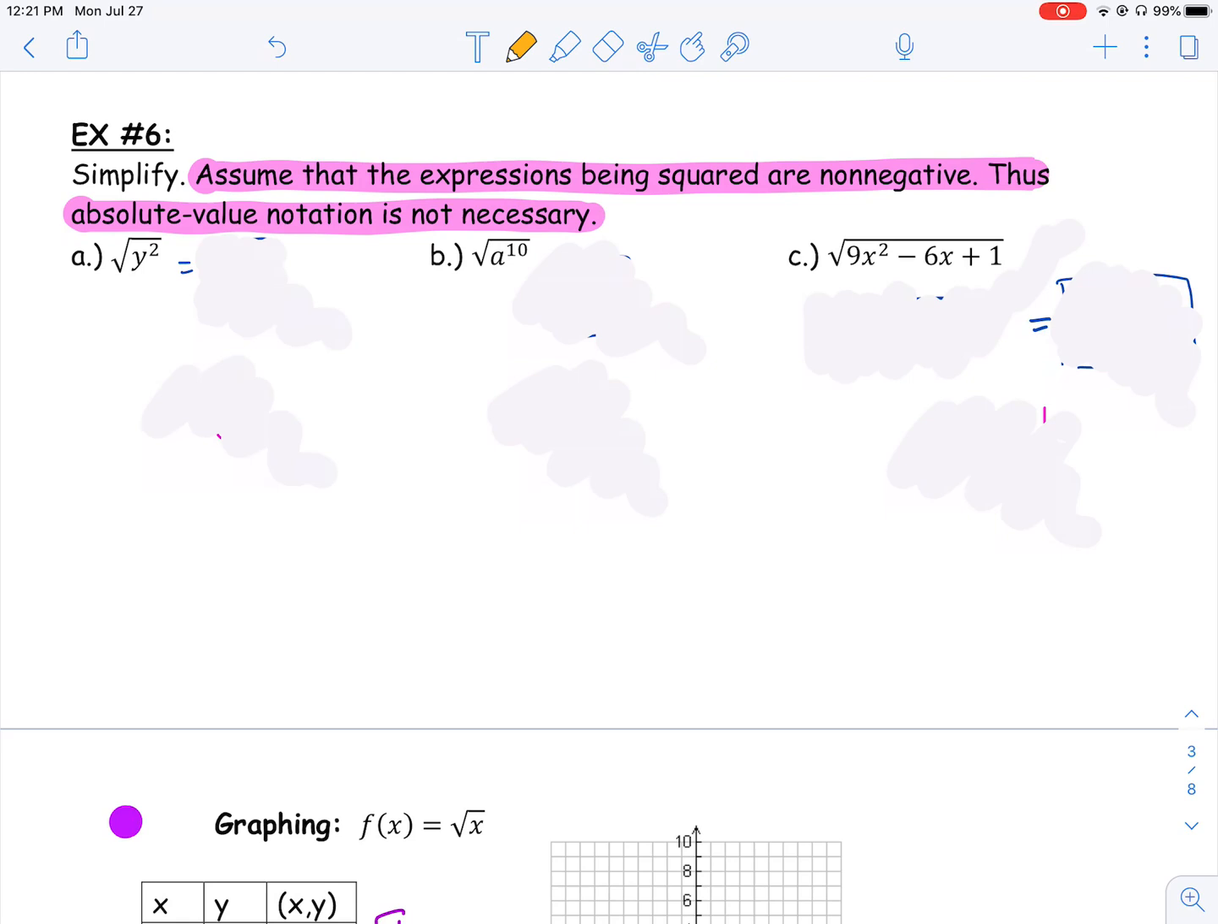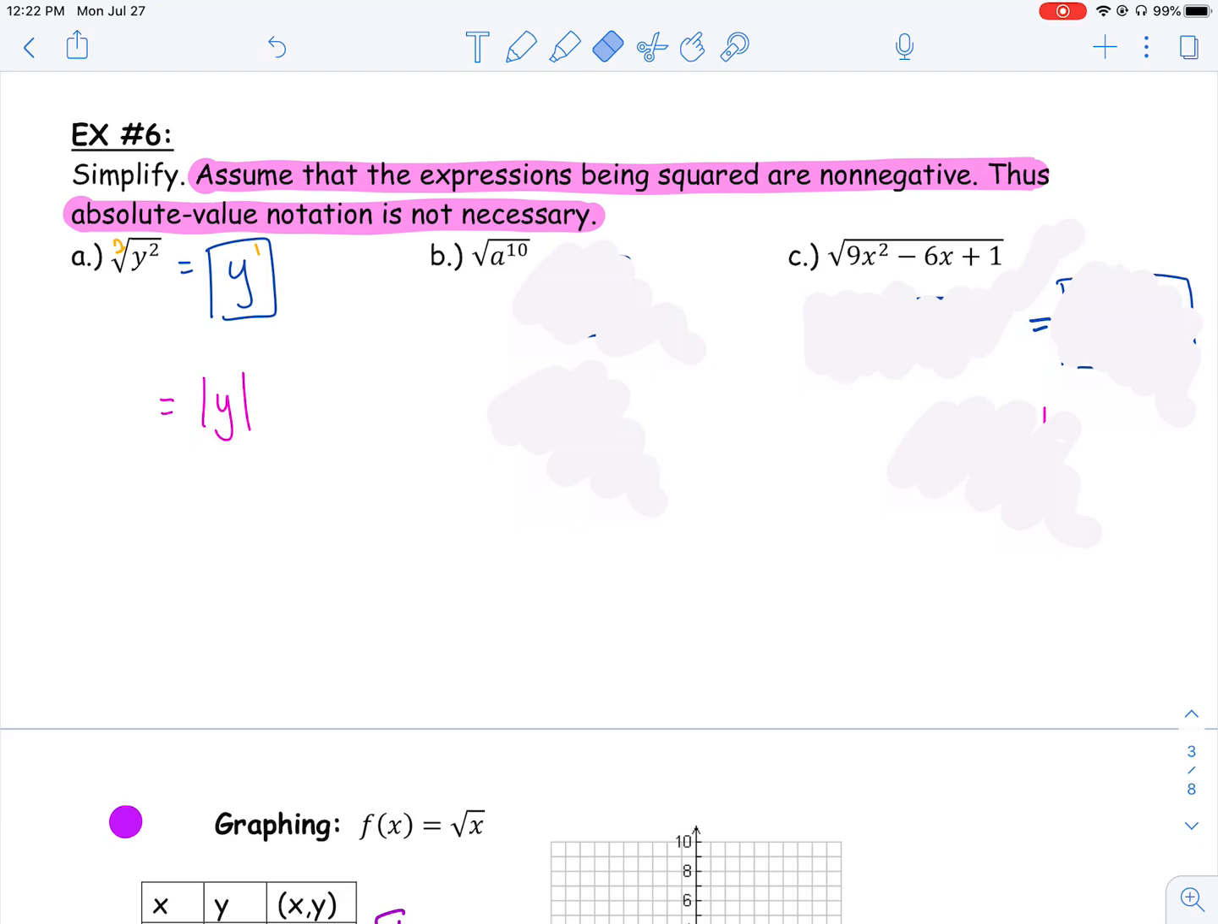Example number 6 also asks us to simplify. In this one, though, it says, assume that the expressions being squared are non-negative. So we don't have to worry about negatives, which means we don't have to worry about absolute values. So let's just try to simplify. If you look at A, we want to do the square root of y squared. So what times what gives me y squared? Well, did you say y? And on this one, we don't have to worry. But if we had to worry, if that wasn't in the directions, then remember, we have an even index, so we're worried, and our answer has an odd exponent, so I know that if we were worried, we would have needed those absolute values.